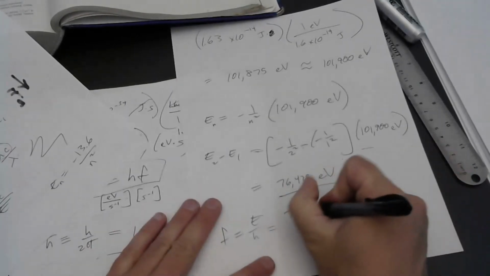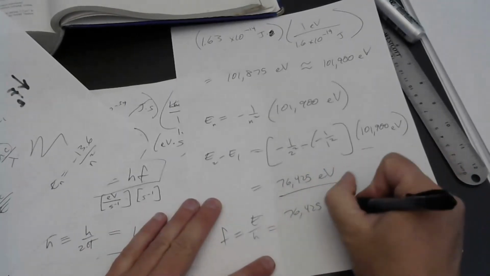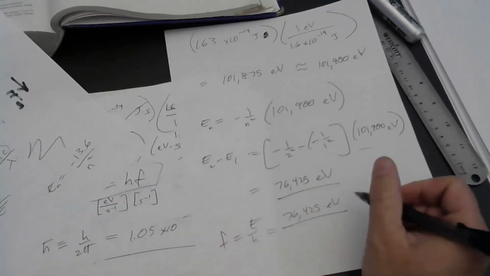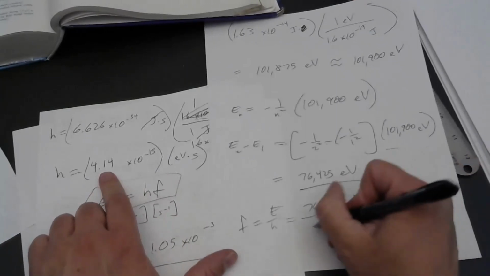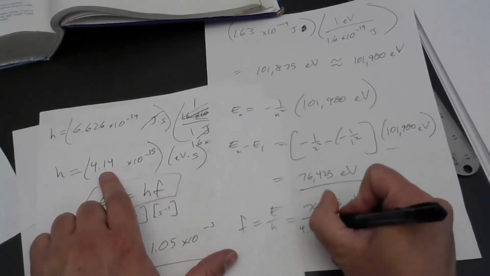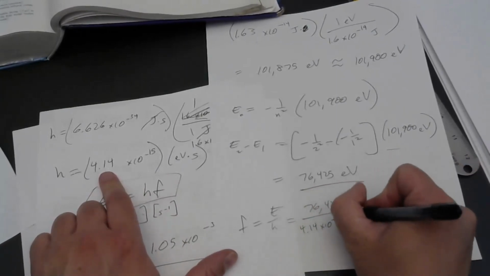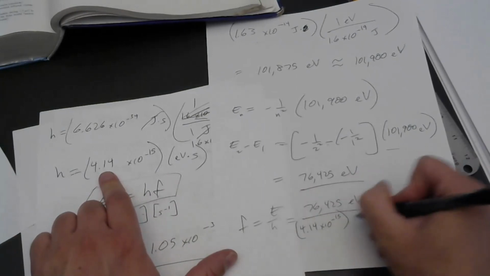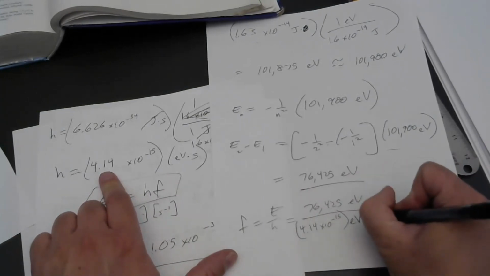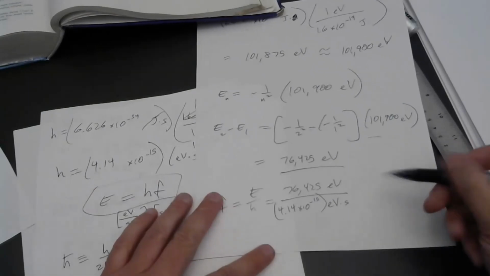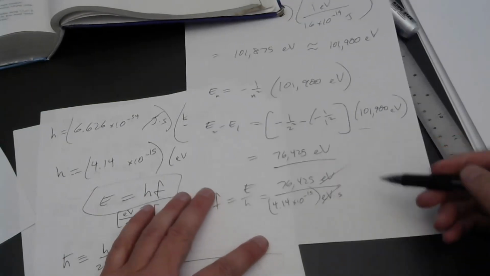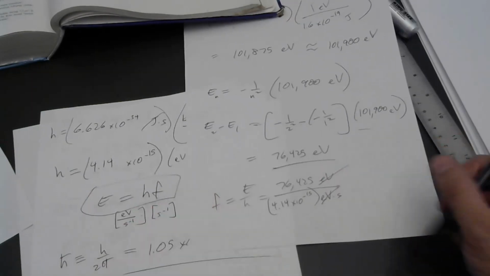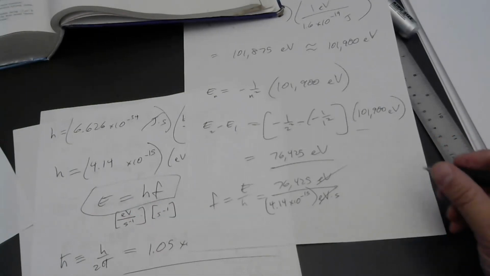The energy we're talking about is 76,000. Probably could have rounded. Divided by, and here's where I will use this value of h, 4.14 times 10 to the negative 15th eV seconds. If you're plugging in eV, you have to have h expressed in eV seconds, not joule seconds. The eV cancel, and do you see that I have my units of hertz, inverse seconds?